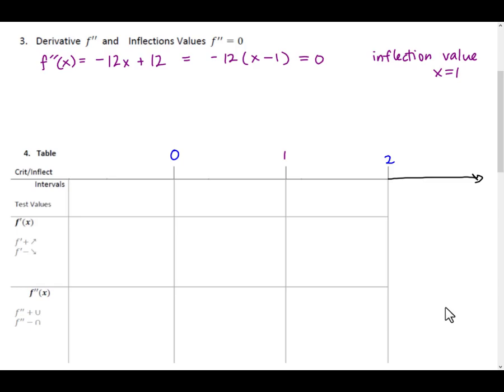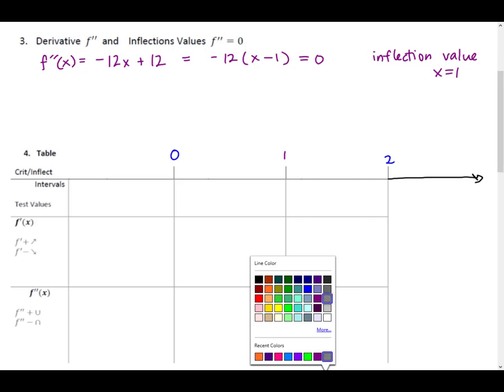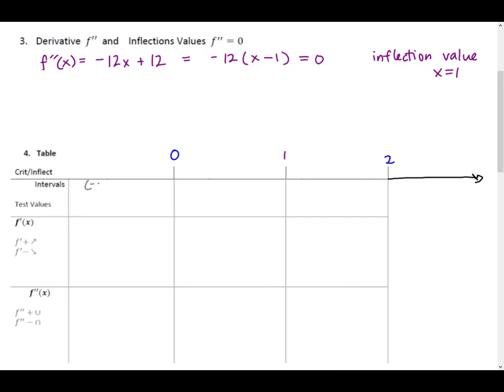Okay, so those critical numbers, we plot them. And once we've plotted those critical numbers on the number line, that lets us divide our number line into intervals. So to the left of 0 is negative infinity to 0. And we've got between 0 and 1, between 1 and 2, and to the right is 2 to positive infinity.